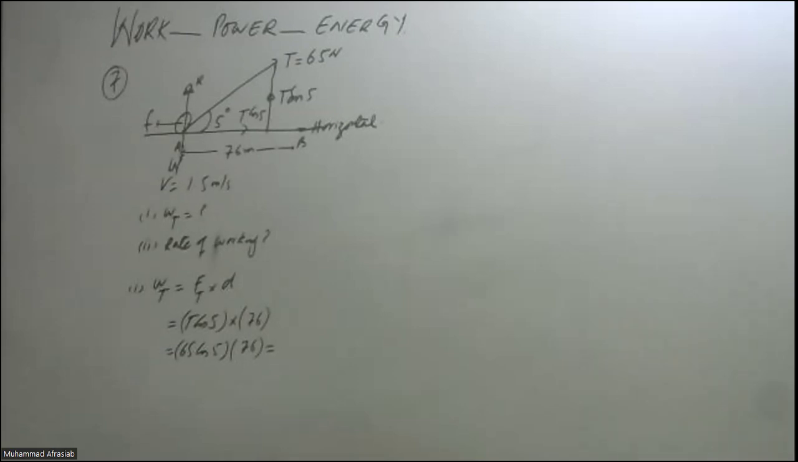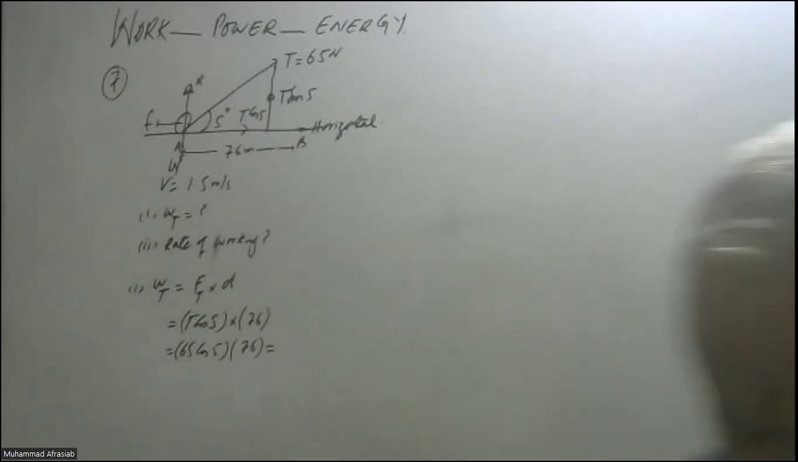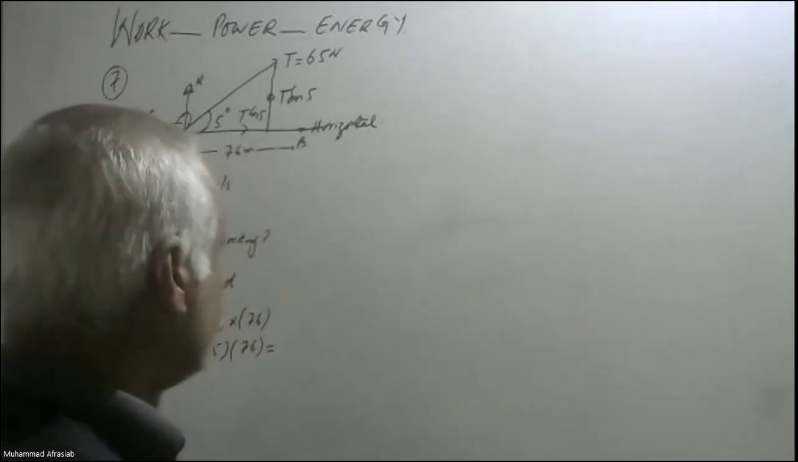So this is the force, we have resolved the tension into the two components, T sine of 5 and T cos of 5, and now we are going to find the work done by the tension, which is equal to the driving force of the tension into the distance. So it should be equal to 4920 joules.